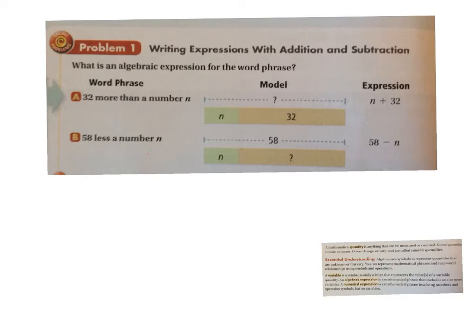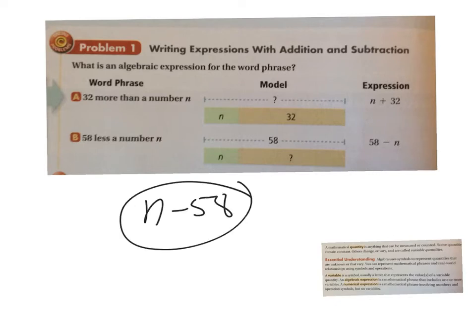58 less than a number. Now here's where we've got to be careful. Does that mean we subtract the 58 or the n? I'm sorry, 58 less a number n. I almost messed that up, didn't I? 58 less a number n means 58 minus n. If I say 58 less than a number n, that would mean n minus 58. So you've got to be careful of the difference there. Watch the words. I almost read a word that wasn't part of it there. So 58 less a number n, not 58 less than a number n.